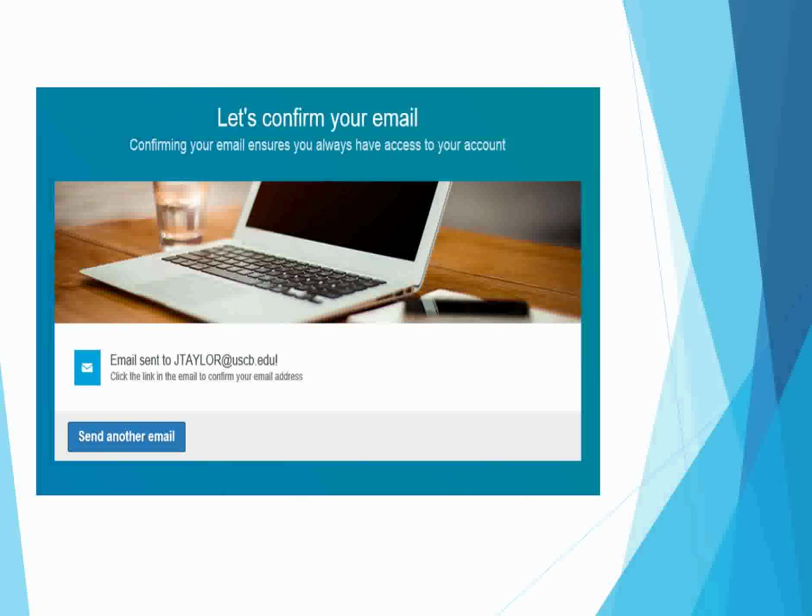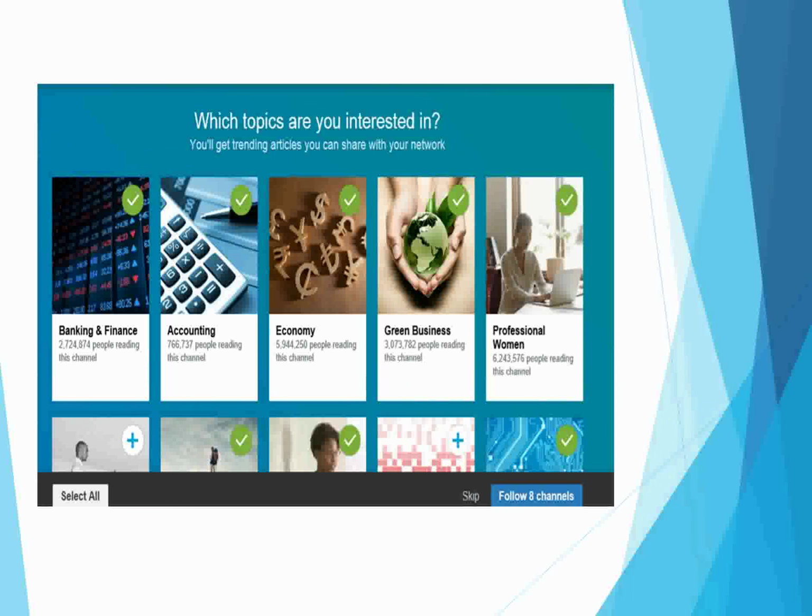So once you click on the blue hyperlink to retrieve and confirm your email, what you're going to be prompted to do next is select which topics you're particularly interested in. And because I selected that I was a financial aid administrative assistant, it prompted that I was interested in accounting, the economy, banking, and finance, which is true because the economy is very demanding, especially when it comes to financial aid. It controls what students are going to receive as far as financial aid goes. And then also, I like the fact that it showed professional women.